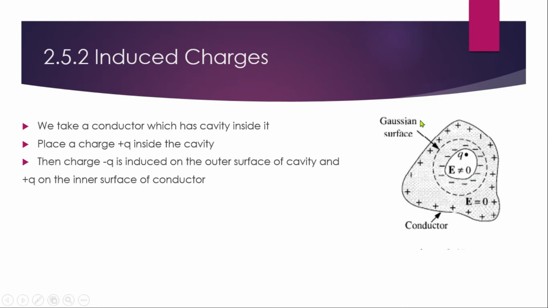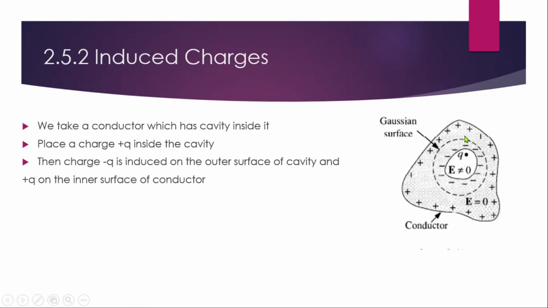If you take the plus q charge inside the cavity, then this plus q charge attracts the negative charge electrons towards itself, and therefore negative charge is induced on the surface of the cavity inside the metal of the conductor, and this negative charge is distributed uniformly so that the tangential electric field becomes zero. This is due to repulsion of the charges, because the charges repel each other. Therefore, these charges are uniformly distributed on the surface of the cavity.